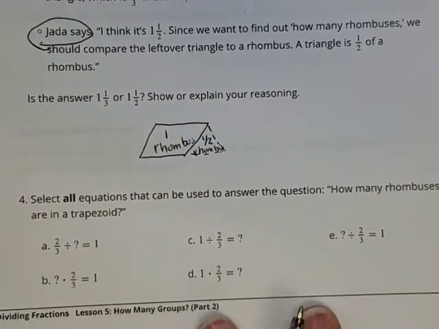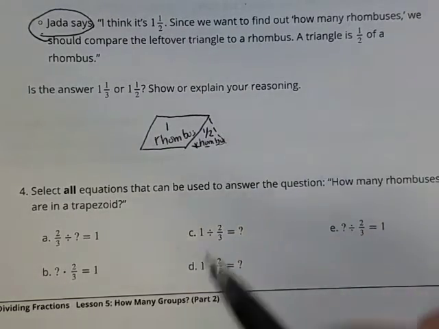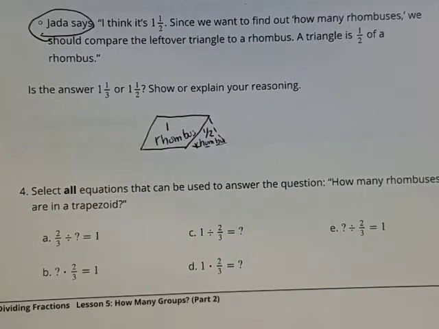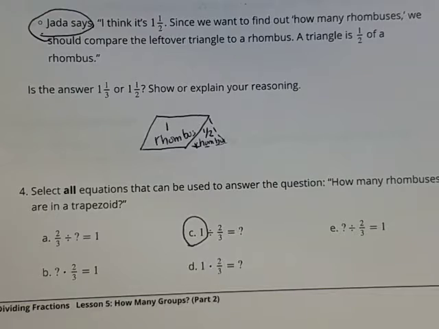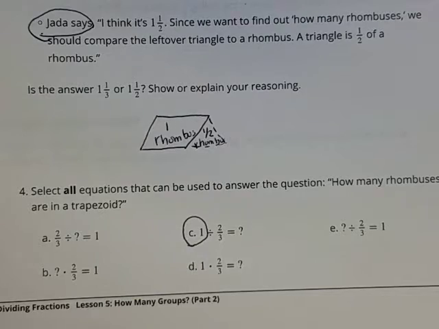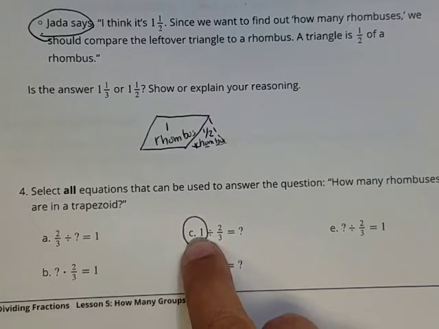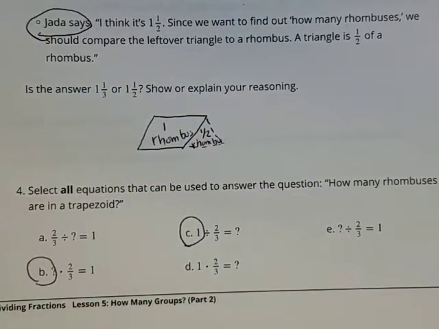Okay. Question 4. Select all the equations that can be used to answer the question, how many rhombuses are in a trapezoid? So what we're doing is, if a trapezoid is 1, we want to see how many groups of 2/3 go into 1. So which of those shows 1 being divided by 2/3? C. And this one doesn't work, and neither does that one. So let's think about multiplication. So if 1 is my whole, if 1 is my total, then to make it multiplication, I could say 2/3 times what gives me my total, and that's what B says. So C and B both represent how many rhombuses are in a trapezoid.